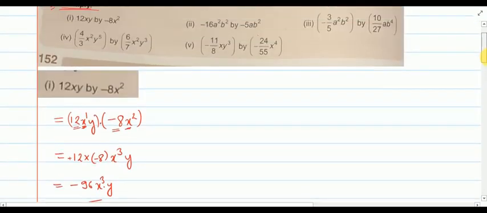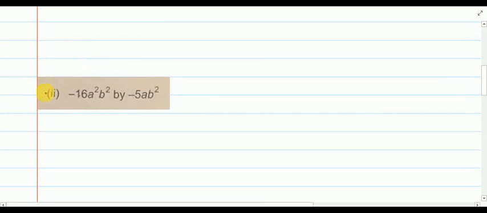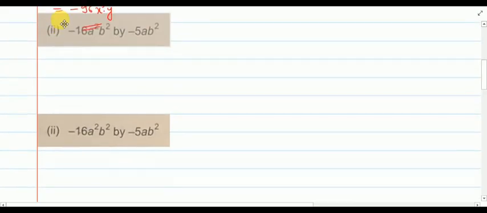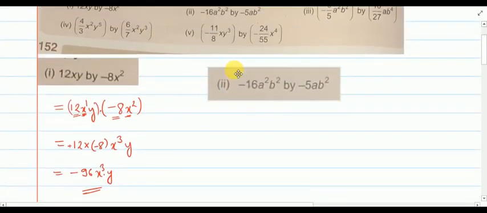Okay, now question number 2. This is question number 2. I'll just put over here. Okay, so we will write -16 a square b square, and then in bracket we'll write this. Done.